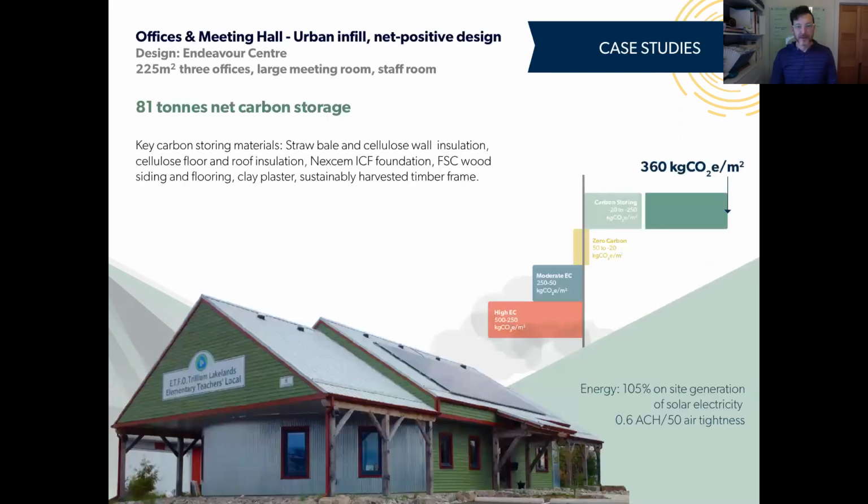high. And then going even further, this is an office building that we did for the Teachers Union here in Windsor, Ontario, and it actually has a net storage of 360 kilograms per square meter, and it's a net positive building. So the PV on the roof is actually providing 105% of their annual energy use. So in fact, this building becomes a site of net carbon storage for its entire lifespan. And if we can get all our buildings to that state, then we start to really make a dent in our climate problem.